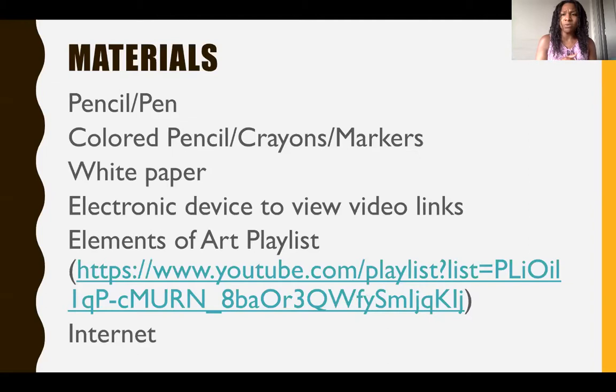Also, I get a lot of requests to resend the video links. And so I have included the video link in the lesson plan. But the video link is actually a playlist, so that way I'm not sending out several links this week. You're actually going to have a YouTube playlist of the elements of art. When you click the playlist, which is listed right here, it's going to show you all 7 links that you need to watch. So they're all in one place, okay? And then, of course, you need internet access.